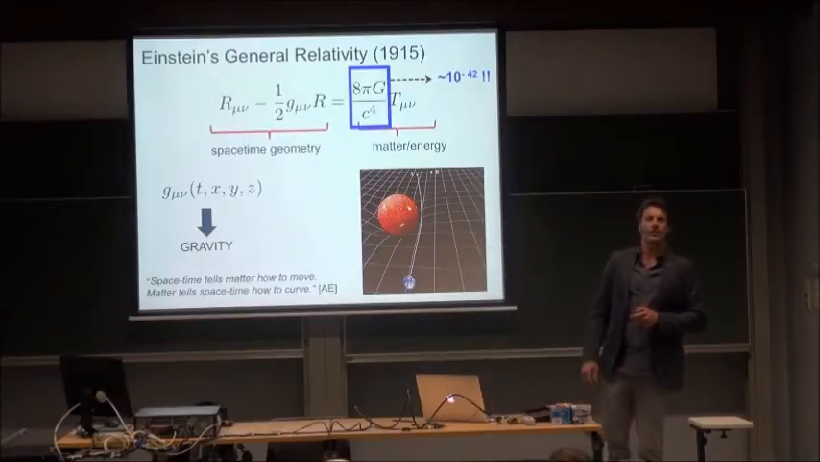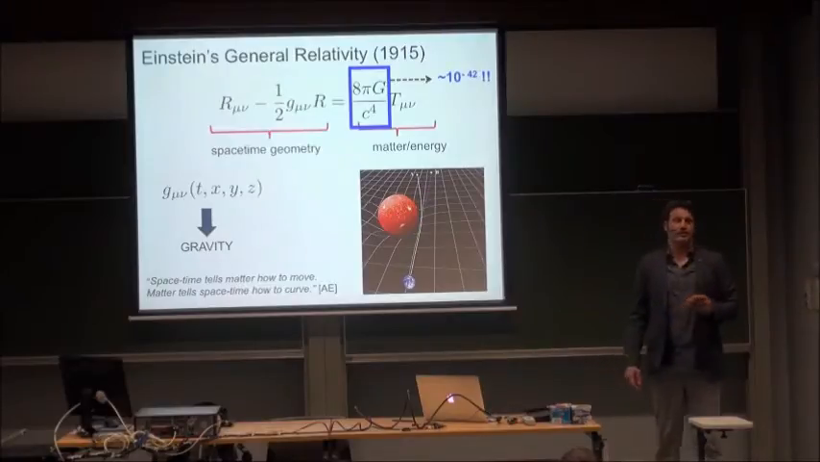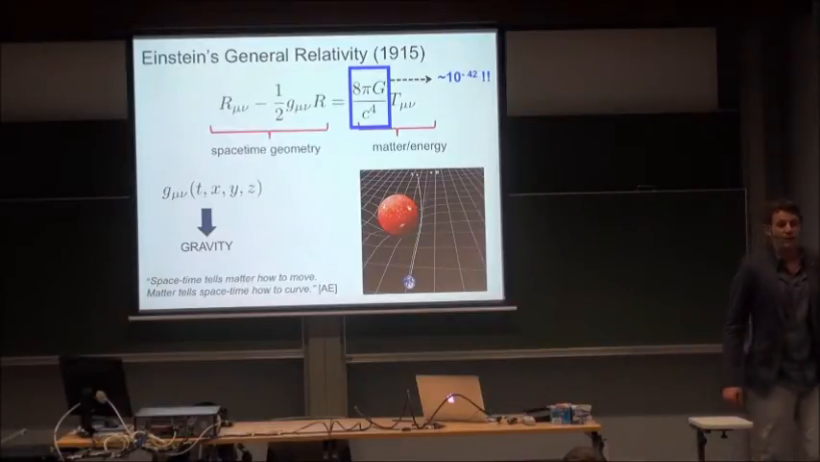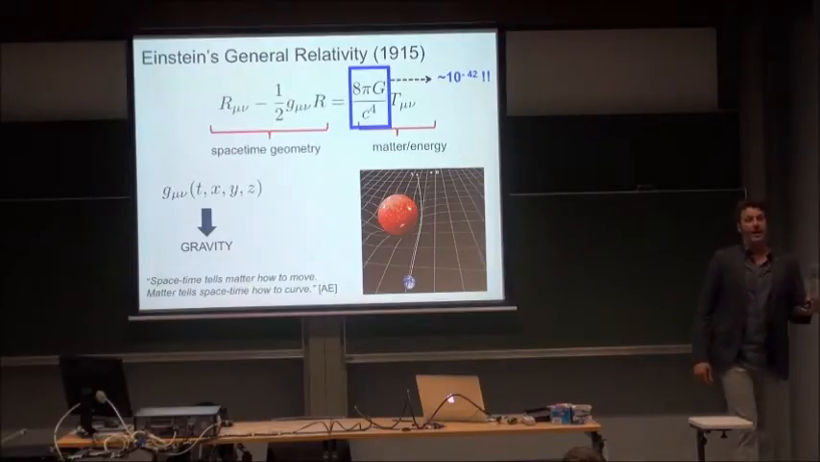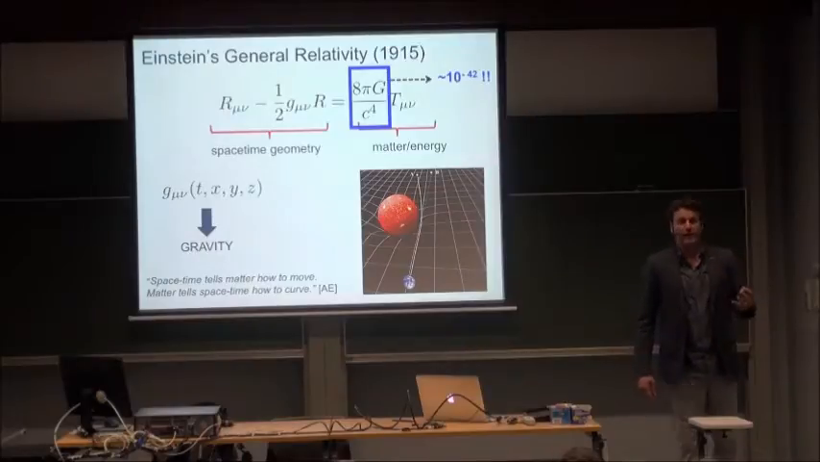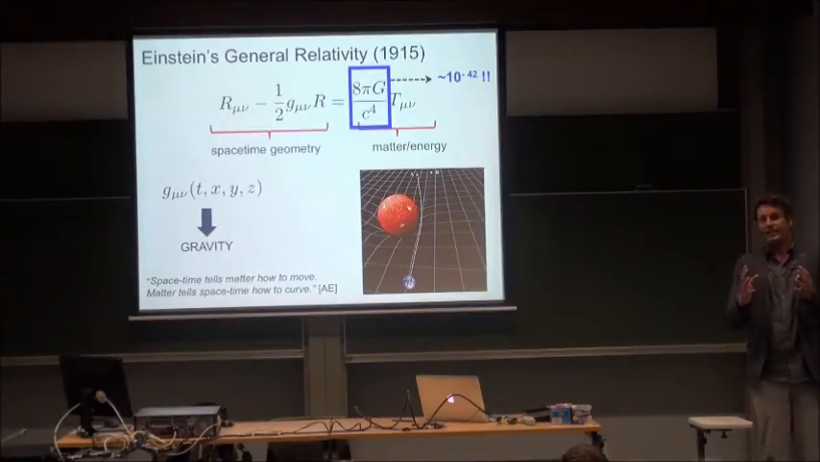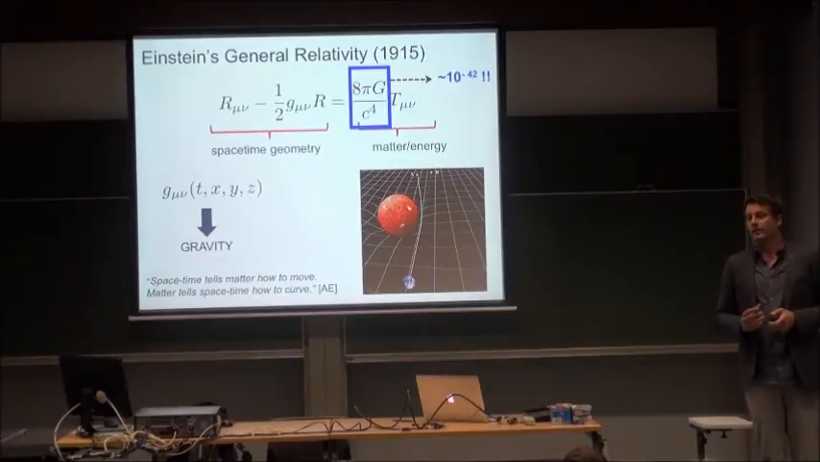And this coupling constant is extremely small. It's pretty much the smallest coupling constant we know in nature. 8 pi G over c to the 4th is 10 to the minus 42. It's extremely small. This means that the geometry of space and time is extremely stiff. You need a lot of energy, a lot of matter, to ever slightly deform space.